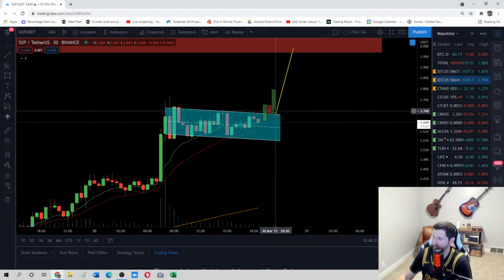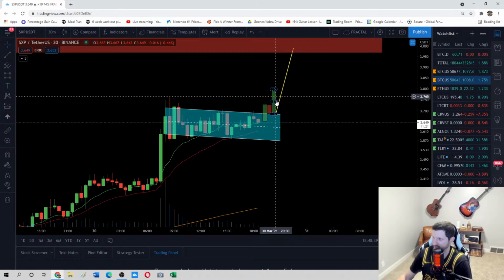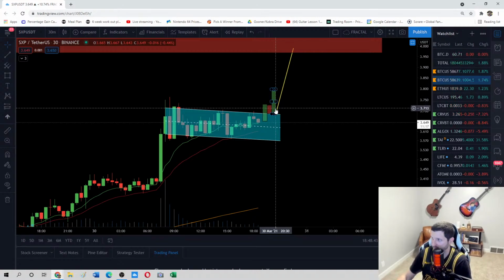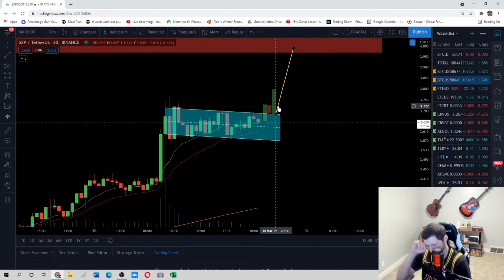And then as price goes up and up and keeps pushing, you're going to have people not getting their bids filled, and they're going to keep moving their bids up, and then they're going to have to start market buying in to get filled before price goes too high. And that's when people start FOMOing into this, because everyone sees this bull flag breakout.